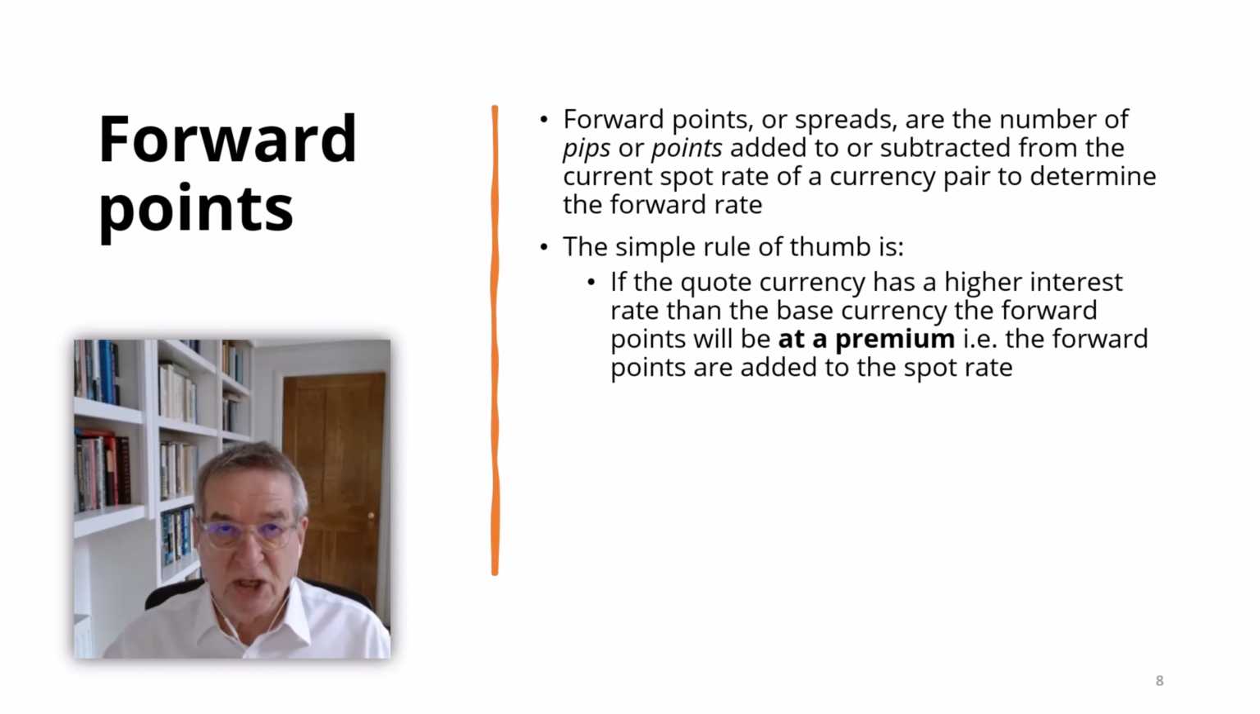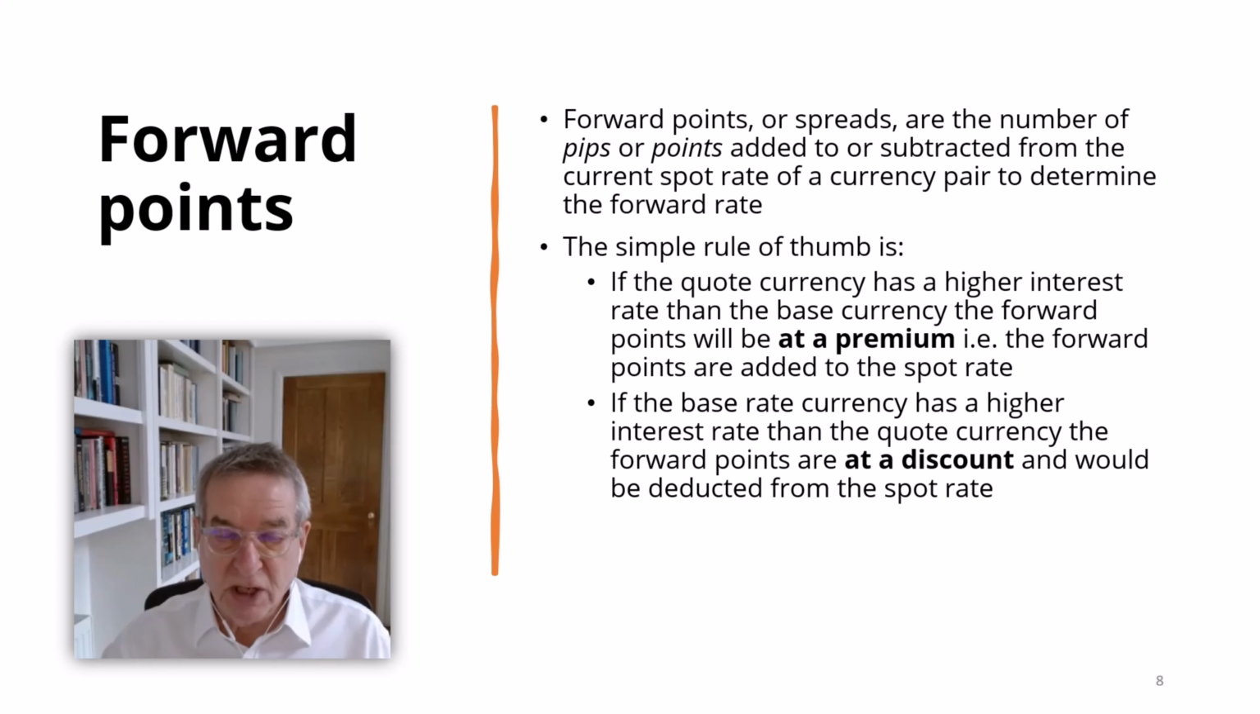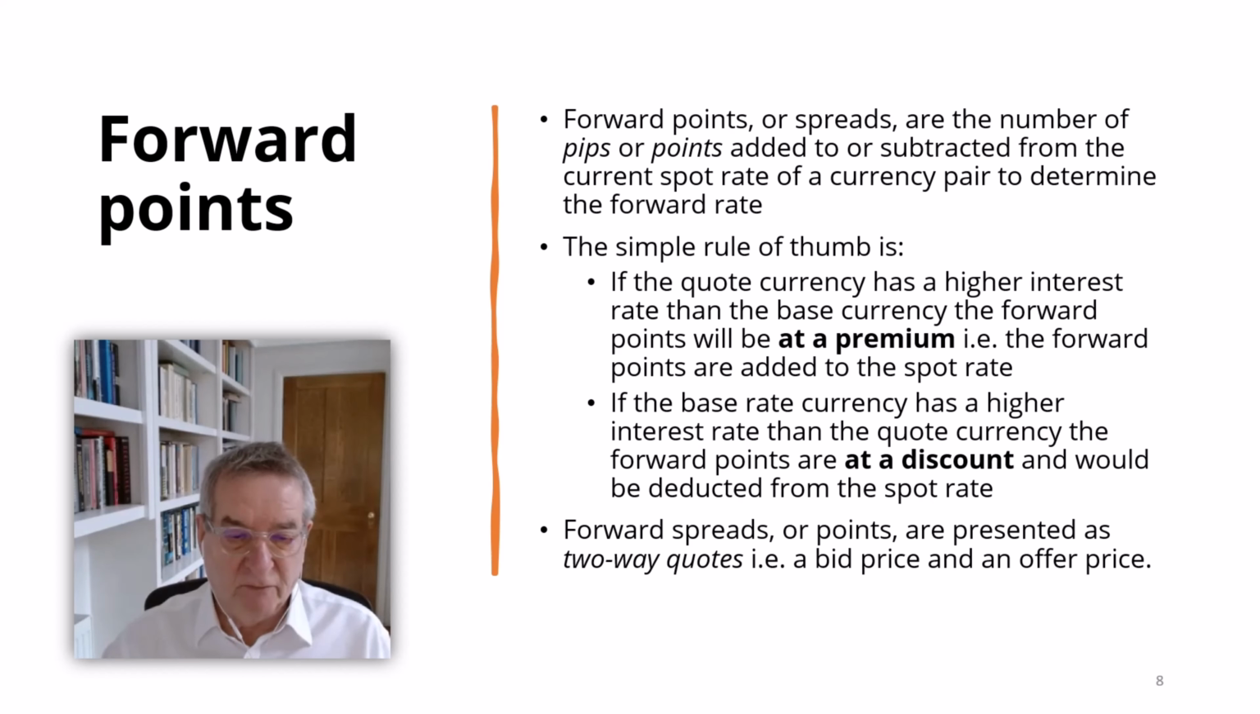That is not the case with the example we have just been looking at. If the base currency, which is sterling, has a higher interest rate than the quote currency, the forward points are at a discount and would thereby be deducted from the spot rate. That's what the example we saw shows. And forward spreads or points are presented as two-way quotes with a bid and an ask, or an offer price.